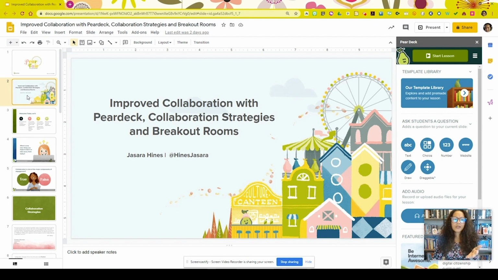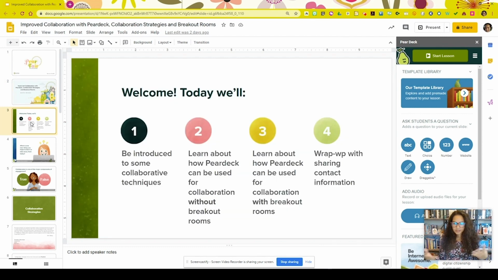So my screen is a little bit different. It's not in presentation mode, partly because I want you to see me make choices. And I want you to see how I build specific lessons using the Pear Deck add-ons for implementation with and without breakout room capabilities. So today, these are the four things that you'll see as I walk through this.